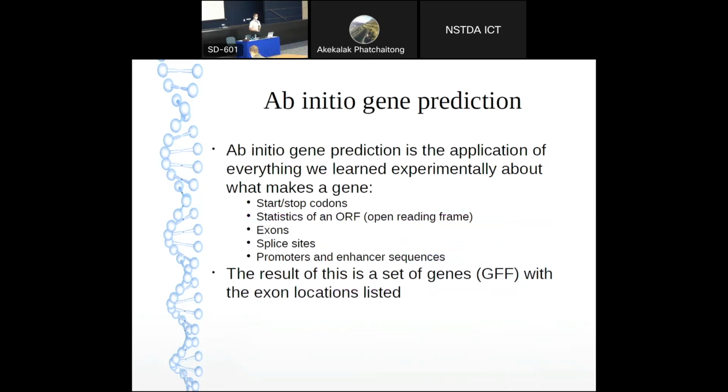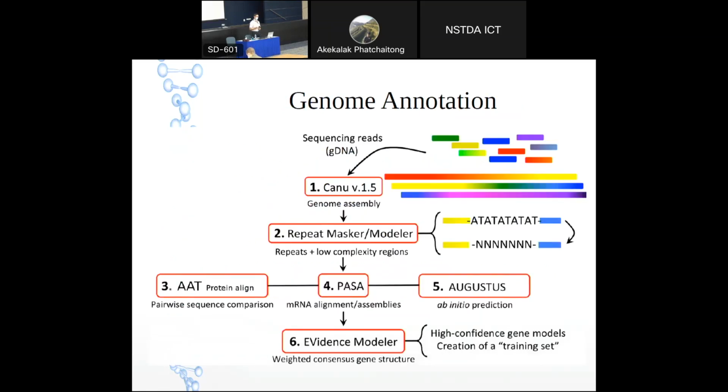Okay, so ab initio gene prediction just applies all of that, and the output of this is a set of genes in GFF format. Okay, so we've now done this step, and this step, but that's produced 3 separate GFF files. So the next step is to merge those 3 files into a single file to produce a weighted consensus gene annotation file.